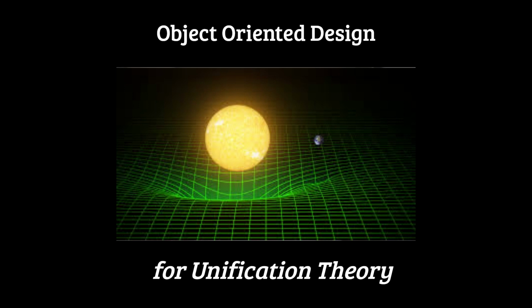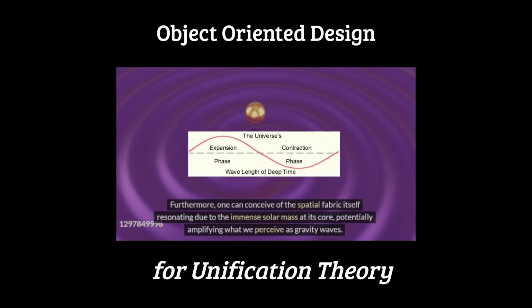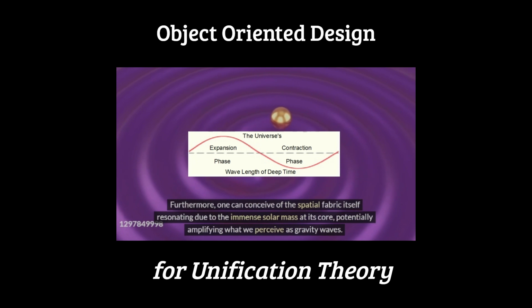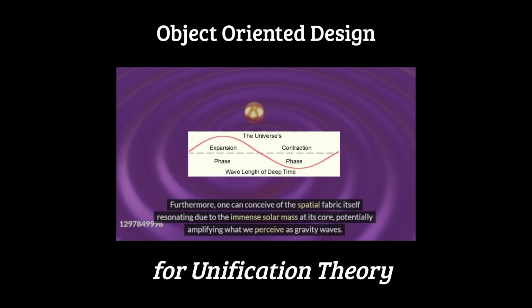One can easily envision a smaller body trailing behind the larger one, while simultaneously experiencing centrifugal force urging it to veer away. This delicate interplay between gravitational attraction and centrifugal force stabilizes the orbit of the smaller body. Furthermore, one can conceive of the spatial fabric itself resonating due to the immense solar mass at its core, potentially amplifying what we perceive as gravity waves.